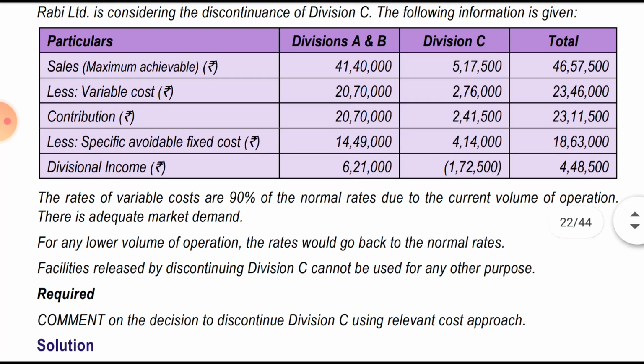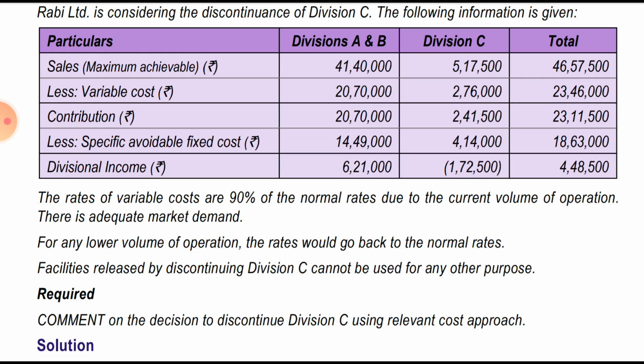If we discontinue C, we will see what benefit we will derive. We will gain the part of the fixed cost which was incurred in division C, that is 4,14,000, so that will be the saving. And what will be the cost? We can say cost, or opportunity cost, the contribution loss. The contribution loss is 2,41,500, that we will lose, and the variable cost of divisions A and B will increase. It is currently 20 lakh 70,000, which is 90%.